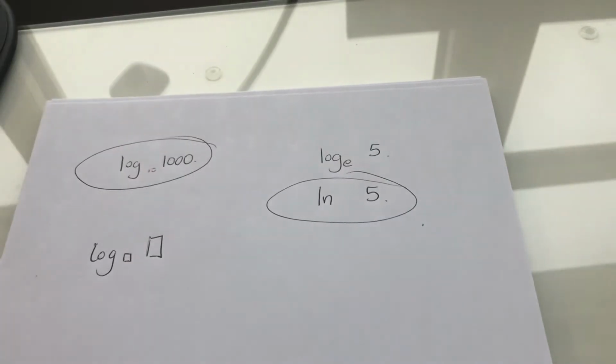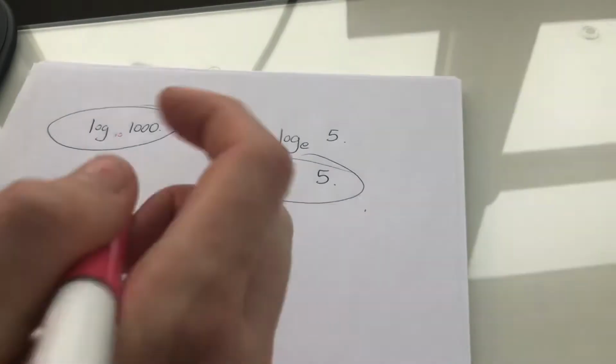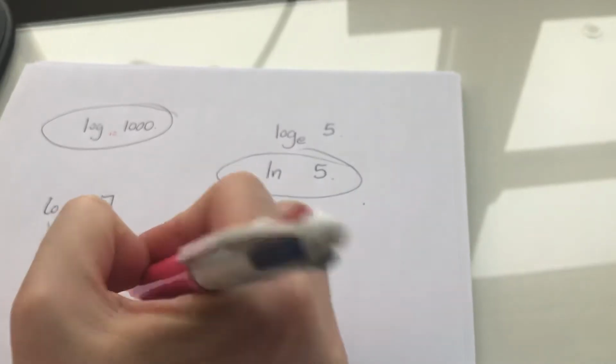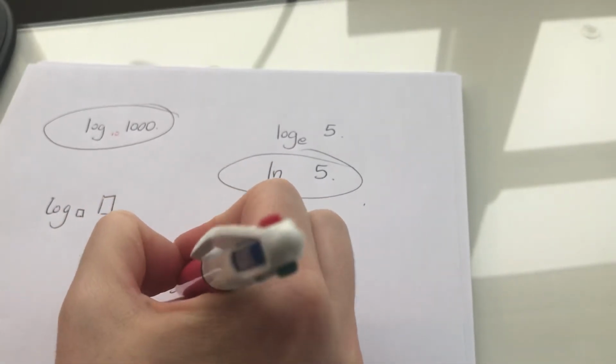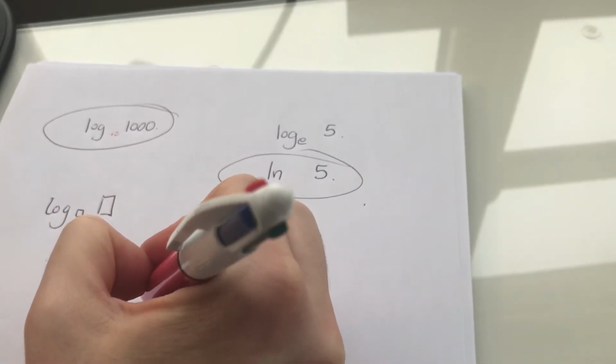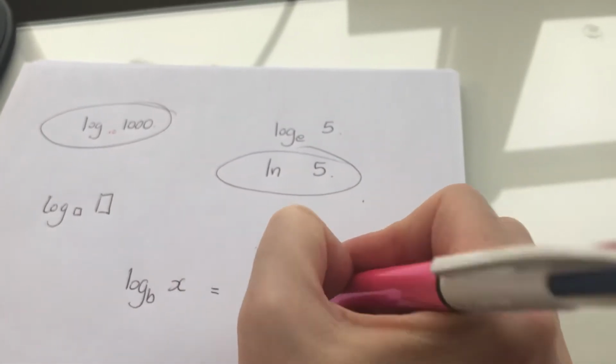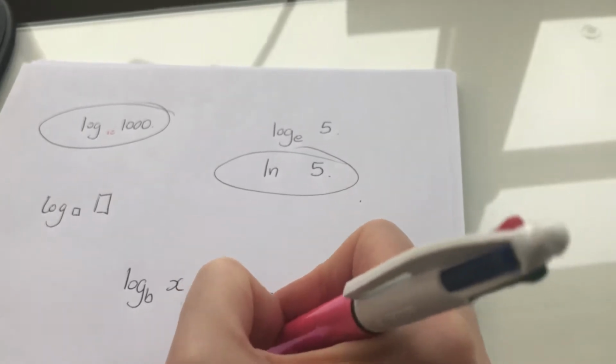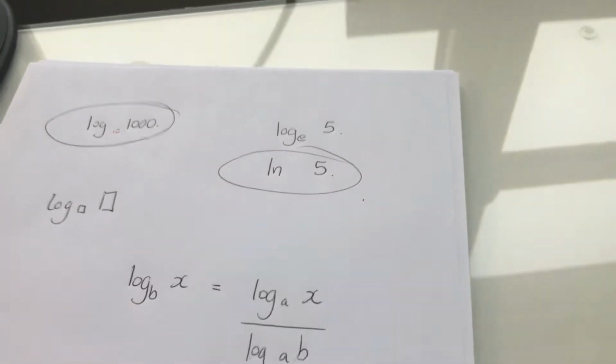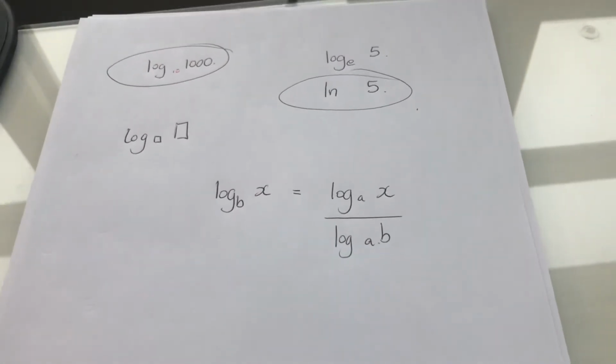It's quite easy. And in your log tables, it says log x in the base b is equal to log x in the base a over log b in the base a. And that might look a little bit complicated, but it's actually not at all.